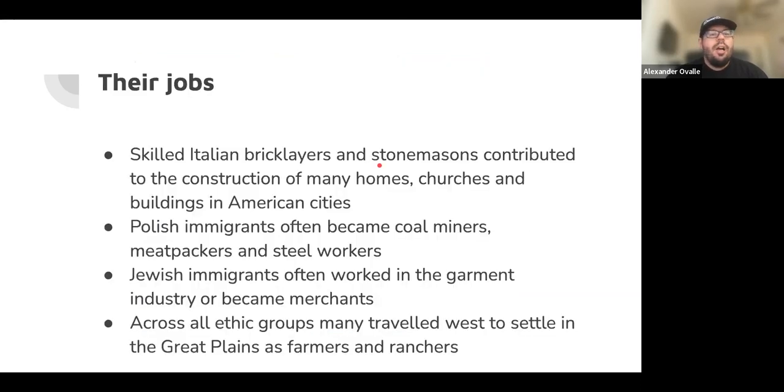All right, so jobs. Skilled Italian bricklayers and stonemasons contributed to the construction of many homes, churches, and buildings in American cities. Polish immigrants often became coal miners, meat packers, and steel workers. Jewish immigrants often worked in the garment industry or became merchants. And across all these ethnic groups, many would travel west to settle in the Great Plains as farmers and ranchers. So it wasn't just these three. These are just examples of certain ethnicities and what they usually came here to do.